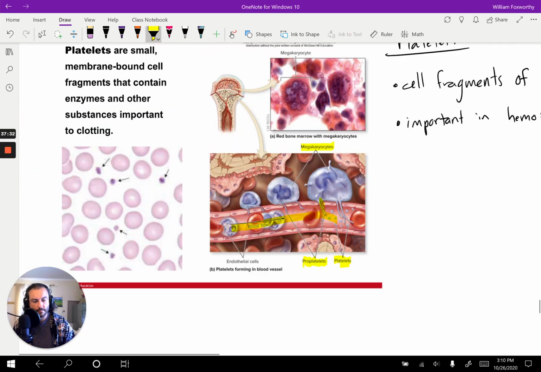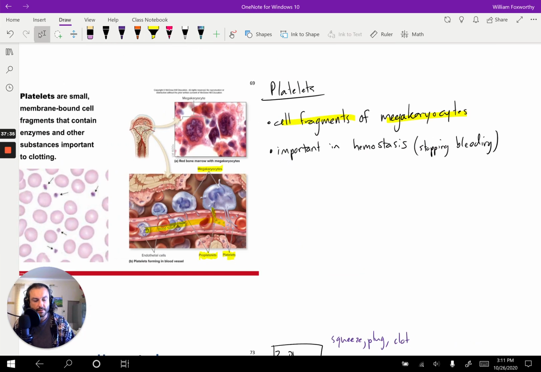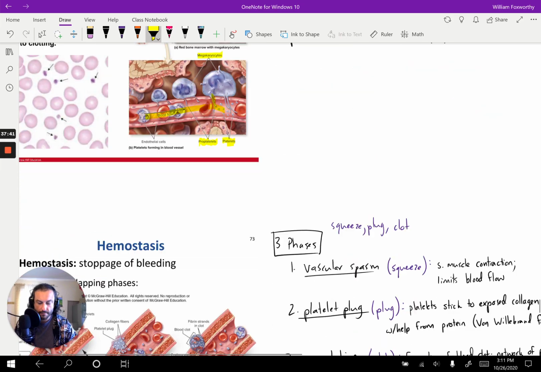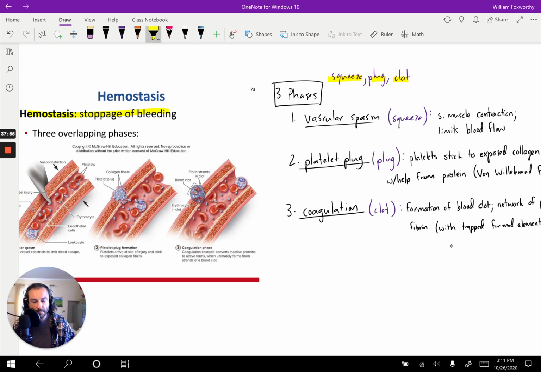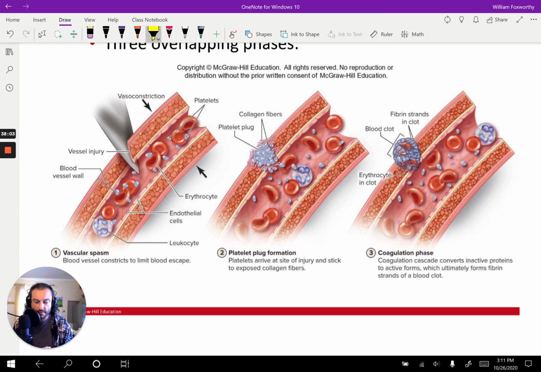So platelets are cell fragments of megakaryocytes, and they're going to be important in hemostasis, which is stopping bleeding. And that process of stoppage of bleeding, or again hemostasis, occurs in 3 phases, which you can remember as squeeze, plug, clot. So the squeeze part, the first part, is a vascular spasm. You have smooth muscle contraction, which limits blood flow at the area of injury. So here this person is getting injured.